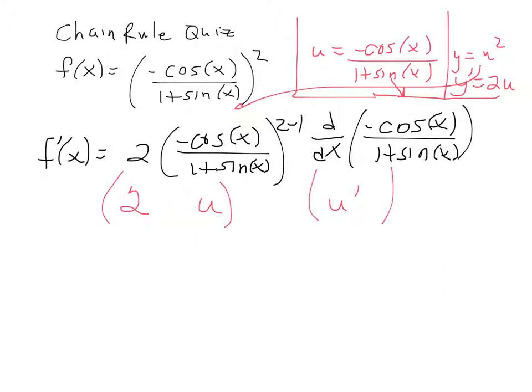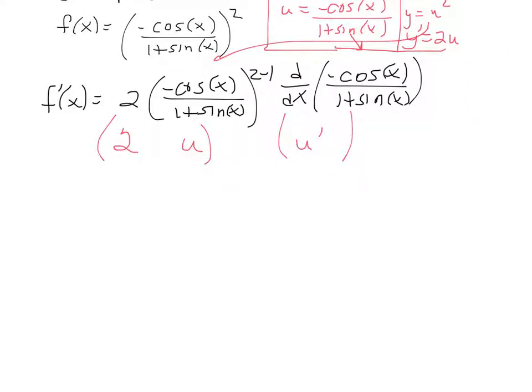So however you do this, if you do it my way, by just looking at this and saying, okay, bring this 2 down front, leave the inside alone, and then take the derivative of the inside. Now I actually have a quotient rule. And I have to keep carrying this. This was another thing that I noticed a lot of students missed, is they kind of forgot about this piece, but you have to keep carrying it the entire way.